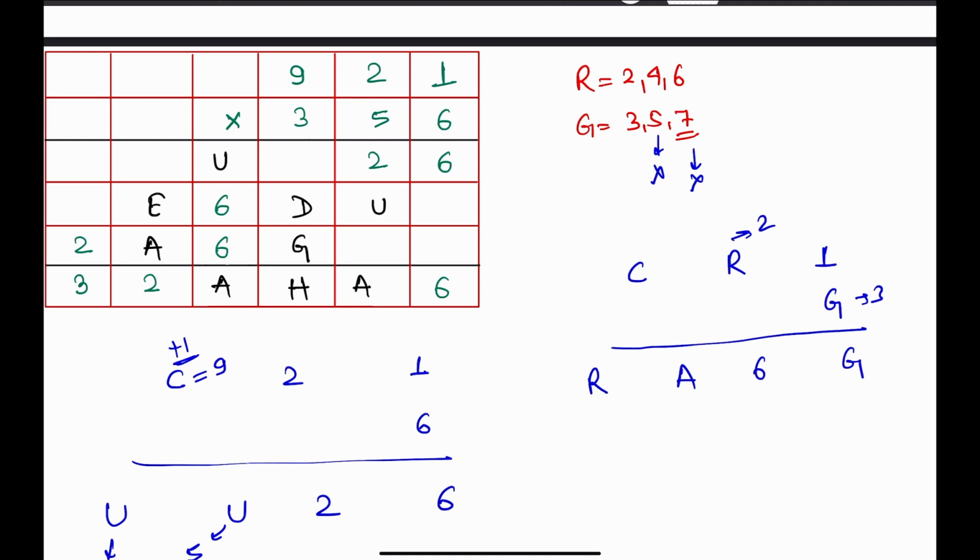Now all these are already solved. U value is 5. Now just the multiplication is left. 5 1 is 5, 5 2 is 10. So my D will be 0. I will write here D will be 0. 5 2 is 10, carry 1, 9 5 is 45, plus 1 is 46. My E will be 4.